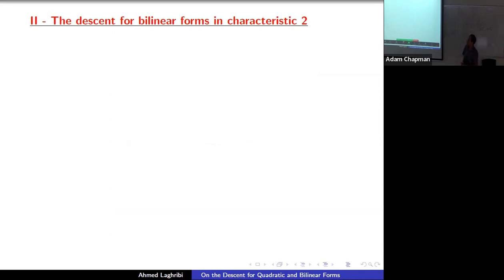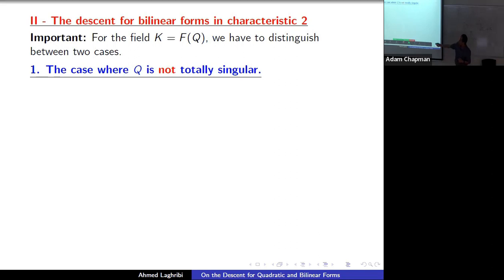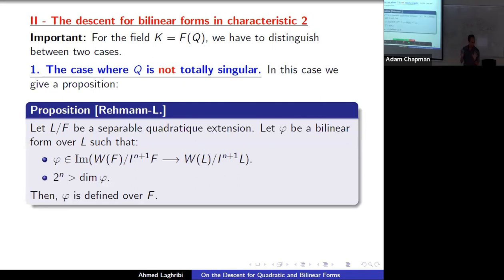Now, I take the last part about bilinear forms. So for the field K, FQ, we have to distinguish between two cases. When you study the descent for bilinear forms, you have to take care about Q, whether it is totally singular or not. Okay. First case, KQ is not totally singular. So in this case, we have a very simple result. You take L over F, a separable quadratic extension. You take phi, a bilinear form over L, such that we have this. We have the same condition as in the conjecture. But L here is just a quadratic separable extension.